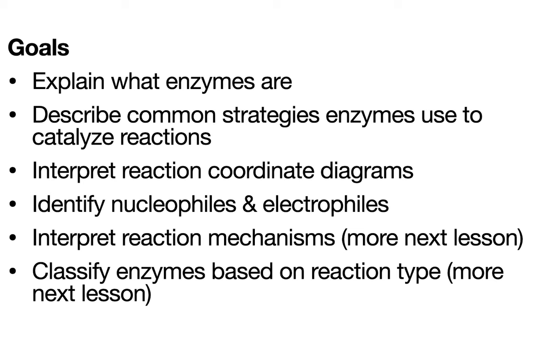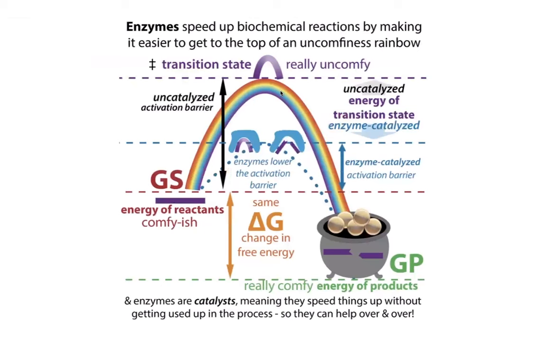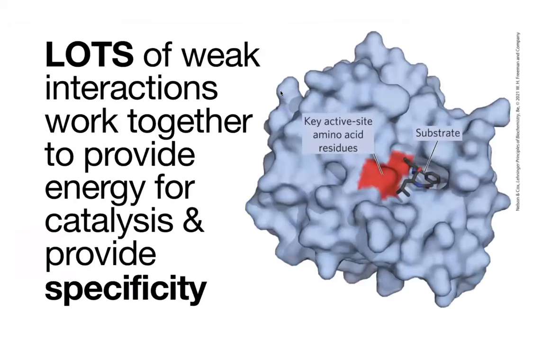So remember that enzymes are biological catalysts. They speed up reactions without being used up in the process. The way that they speed up these reactions is basically by lowering the activation barrier. They can do this in a variety of ways, including making lots of weak interactions with the substrate that help provide the binding energy to offset the cost, and they're going to provide specificity. Sometimes the enzymes get directly involved in the reaction by forming covalent intermediates. But often it's just going to be non-covalent interactions. And even if there are covalent interactions, the bulk of the power is really coming from that non-covalent stuff.